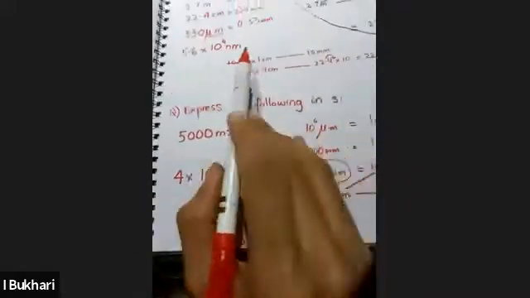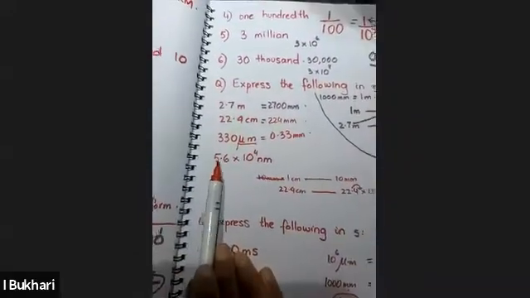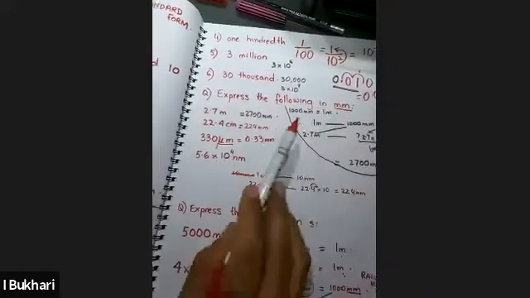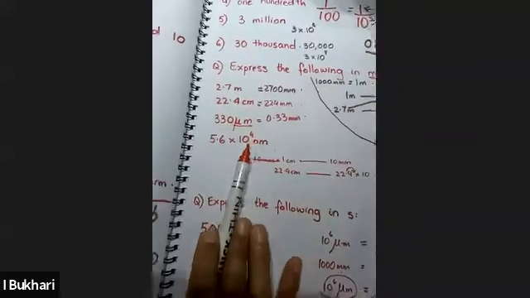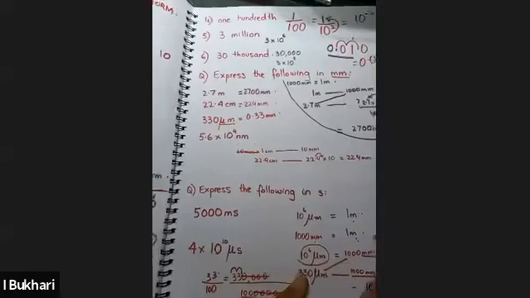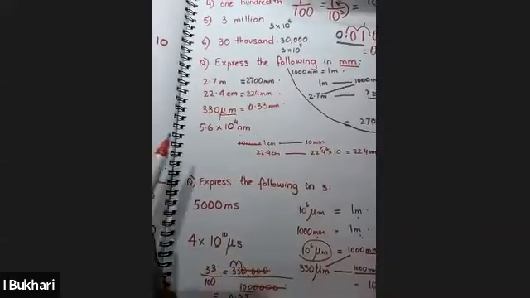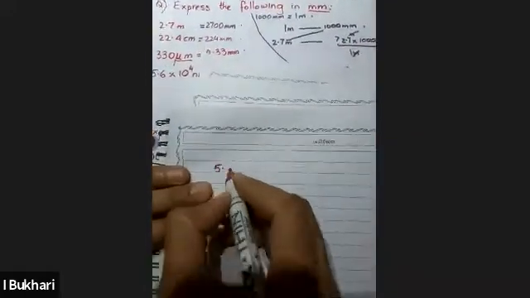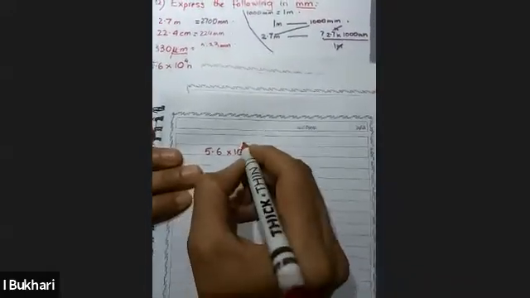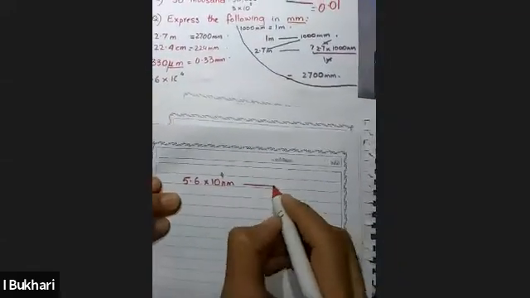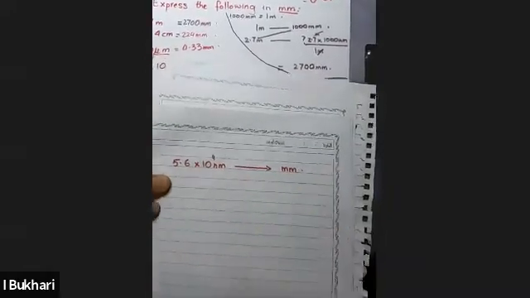Now let's move on to the next question, which is to convert 5.6 into 10 to the power 4 nanometers into millimeters. By the way, I got these questions from your end of chapter book, or maybe further questions. I can't remember, but okay. So now we have to convert 5.6 into 10 to the power 4 nanometers. Who wants to do this? People who don't want to do this, please lower your hands. You have to convert this into millimeters.